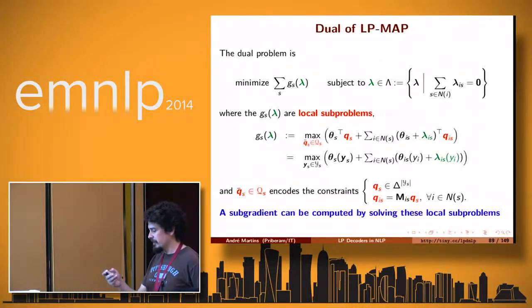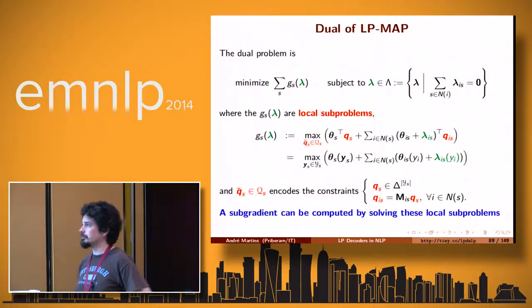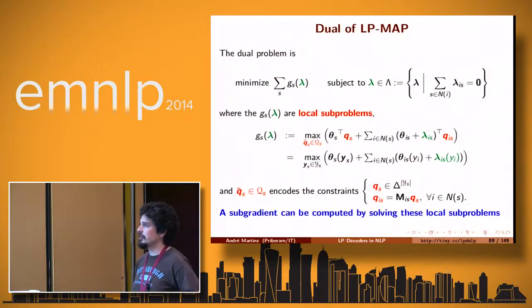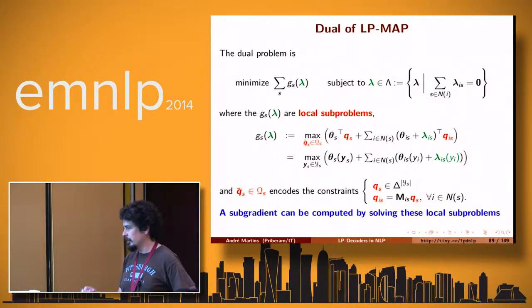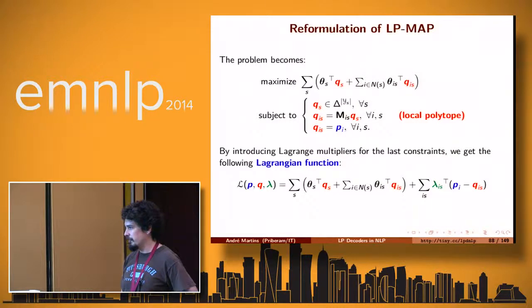So if we do the math, we end up with this dual problem, which is minimizing a sum over factors of a function G_S that depends on lambda, where lambda, the Lagrange multipliers, are going to be constrained to this linear subspace. If you are curious about where this constraint comes from, it comes from the fact that if you maximize this with respect to P_i, since P_i is unconstrained, this is going to explode unless we constrain the lambdas.